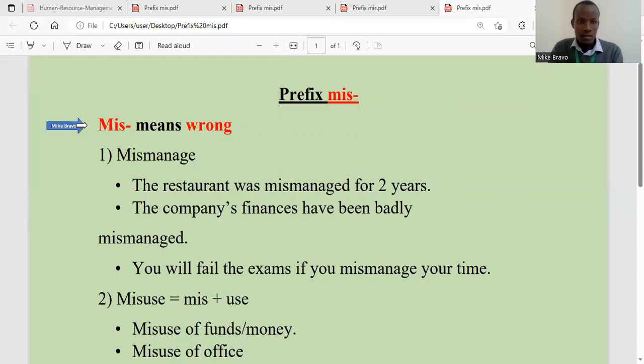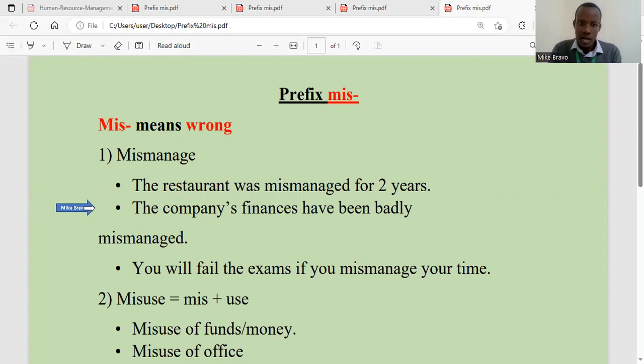Look at words like mismanage, which means to manage something in a wrong way. An example we have here is: the restaurant was mismanaged for 2 years, which means so much was going wrong at the restaurant. There was mismanagement. The managers were not doing the right thing.